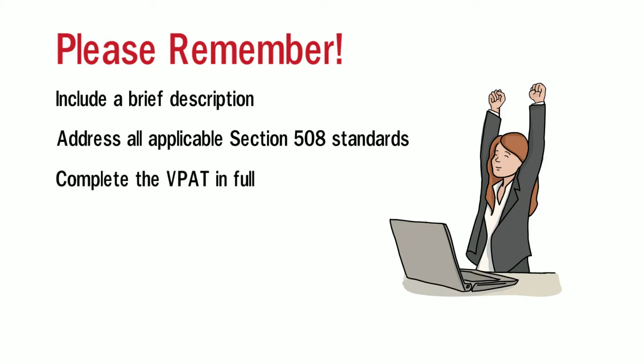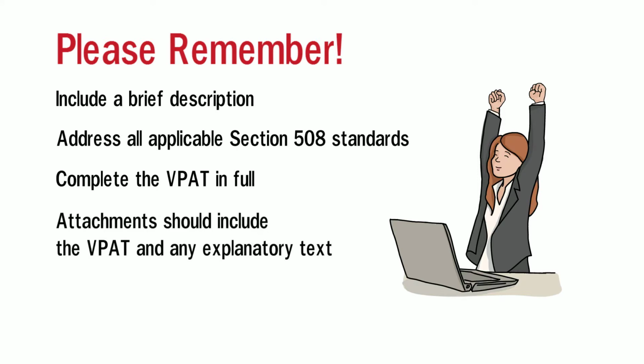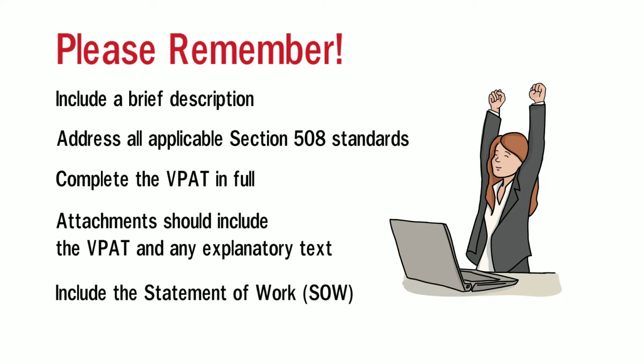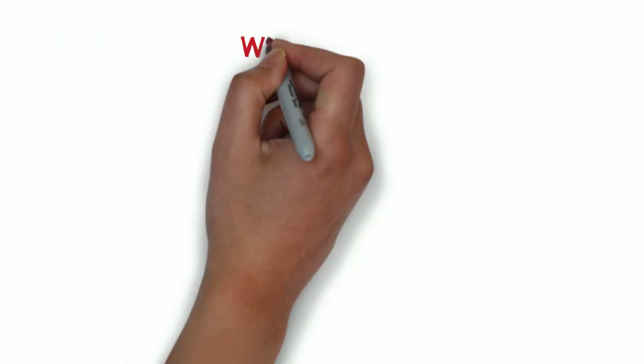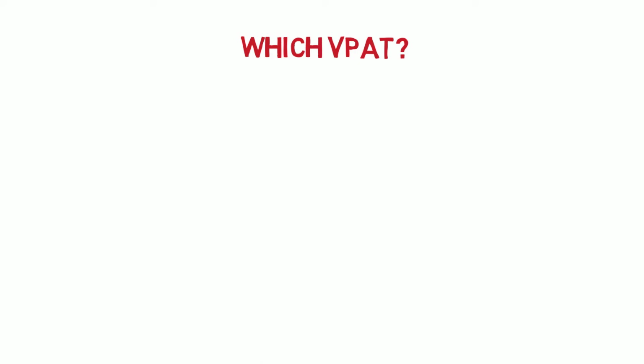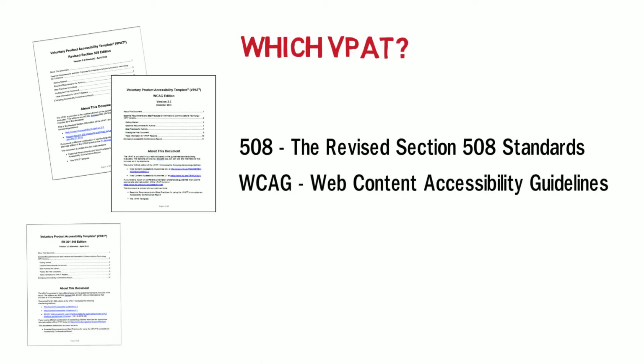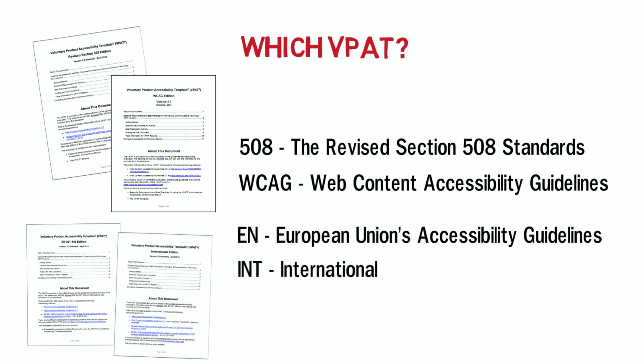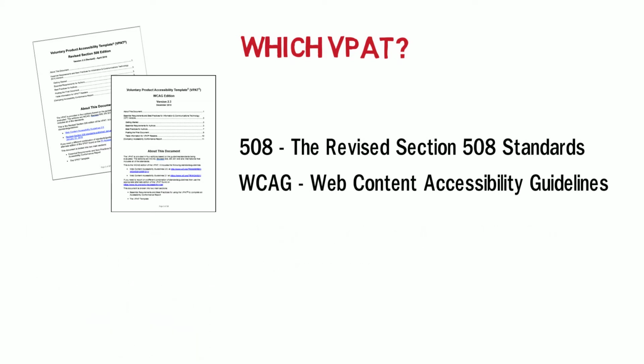All sections of the VPAT should be filled in completely, including conformance levels for evaluation criteria, as well as the remarks and explanation section. Make sure your attachments include the VPAT and any pertinent 508 compliance explanatory text, and include the statement of work. Review your submission to determine and confirm which version of the VPAT is being used. Make sure you are using the current edition of the VPAT, and note that CMS only allows these two VPAT versions of the 4 available: 508, the revised Section 508 standards, and the WCAG, the Web Content Accessibility Guidelines.